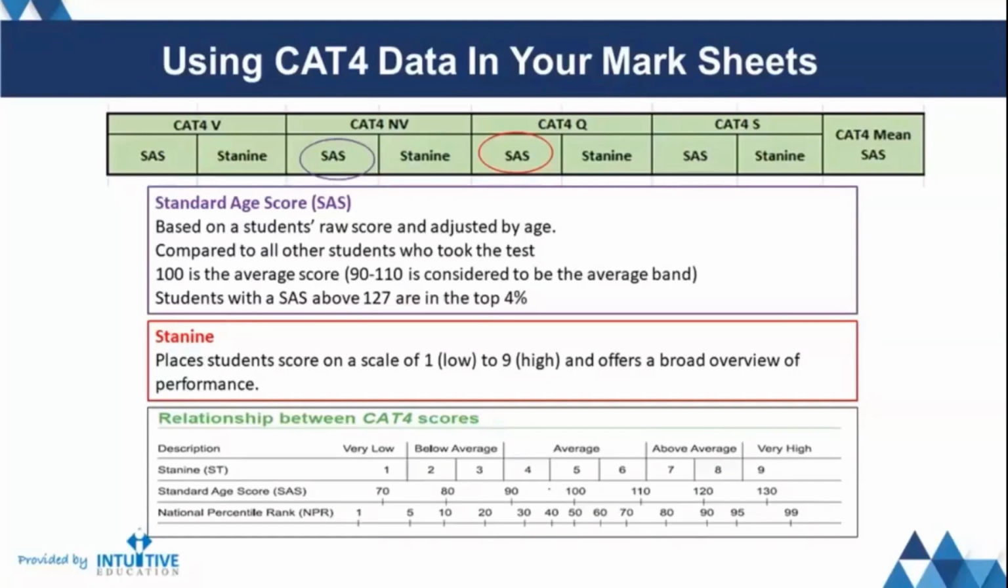If 100 is going to be the average score, we give 90 to 110 to be the average band. So students between those would be classed as average across the board. Students, it may be noted, with a standardized age score of above 127 could potentially be classed as gifted, in the top 4%. But of course, as stated before, CAT4 is a measure. It shows potential if tapped into. So teachers may get some surprises when doing these tests.